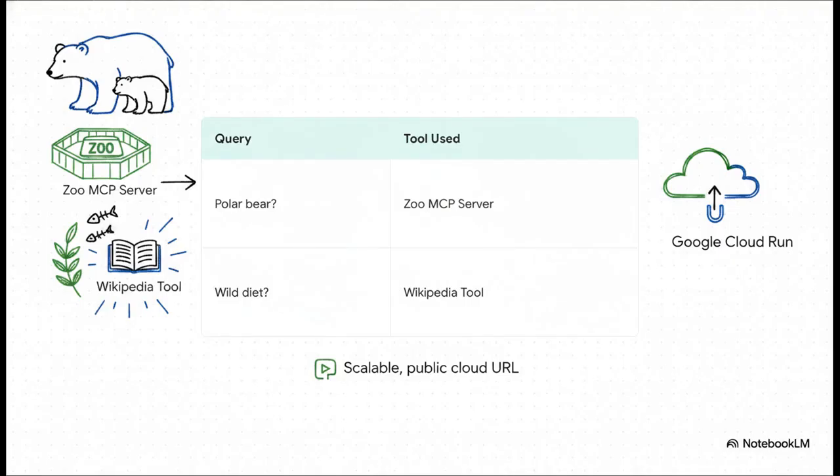Let's actually see this spectacular payoff of this deployment. If you type in a test query like, "Where can I find the polar bears here?" the agent automatically routes that to the Secure Zoo MCP server to find the exact local enclosure location. But if you follow up with, "What do they eat in the wild?" the agent seamlessly orchestrates the Wikipedia lookup tool for general diet facts. It dynamically chooses the right tool for the right job, chaining them together, and all of this is running flawlessly from a scalable public cloud URL.